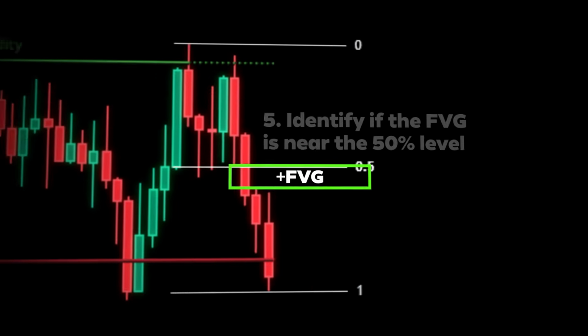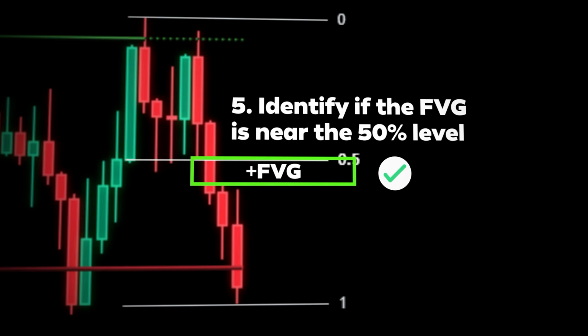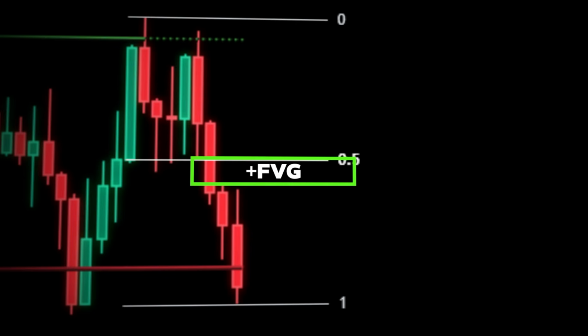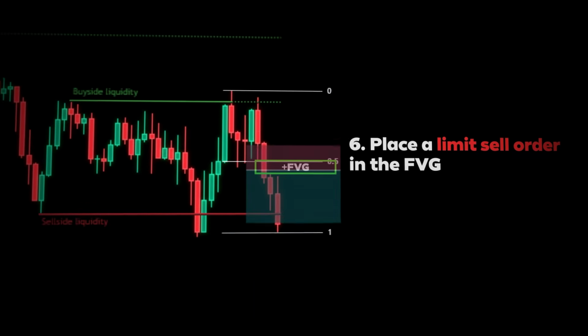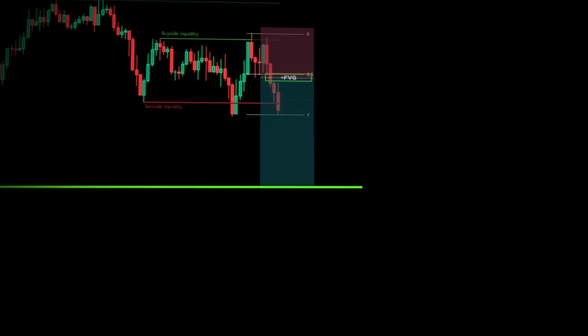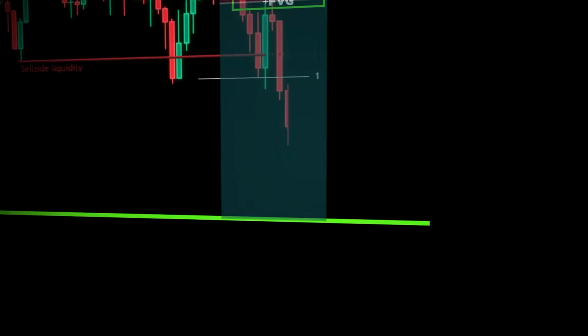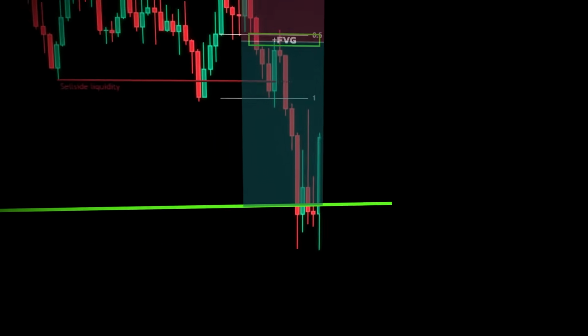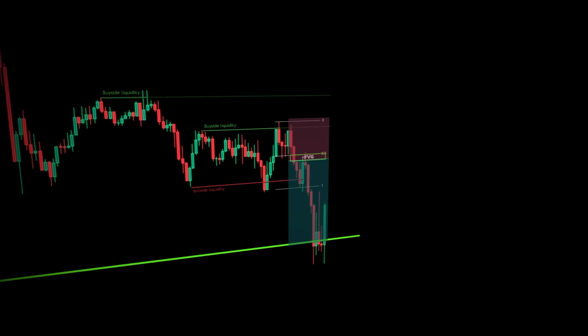Pull your fib from high to low, and ideally the fair value gap should be near or above that 0.5 level, which is the premium area. Then we can set a sell limit order in that area with our stop just above the fair value gap or above the swing high. Then look to the left and identify if there's a swing low that we can target. Luckily for us, there is. So we target that low and we'll see how it plays out. Then our take profits hit, and that is how you use this indicator.